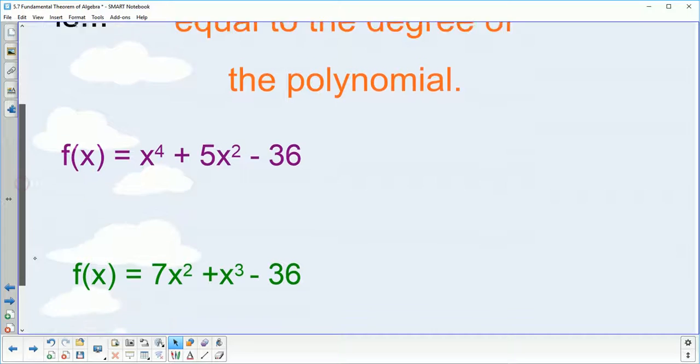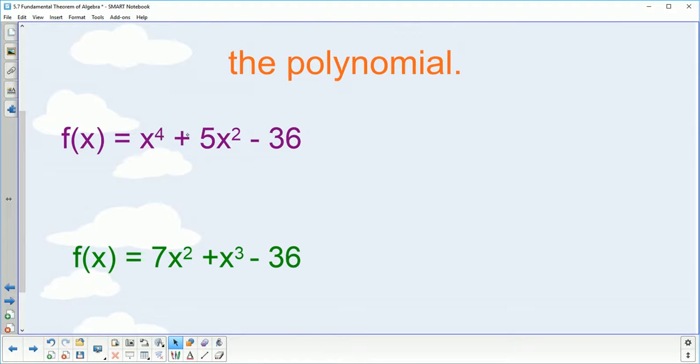So if we look at our two examples here, when we talk about the degree, we don't mean all of the degrees, 4 and 2 and actually 0 for that one. We only care about that highest degree. So the degree of this polynomial is 4, which tells us that there are 4 zeros to this polynomial.